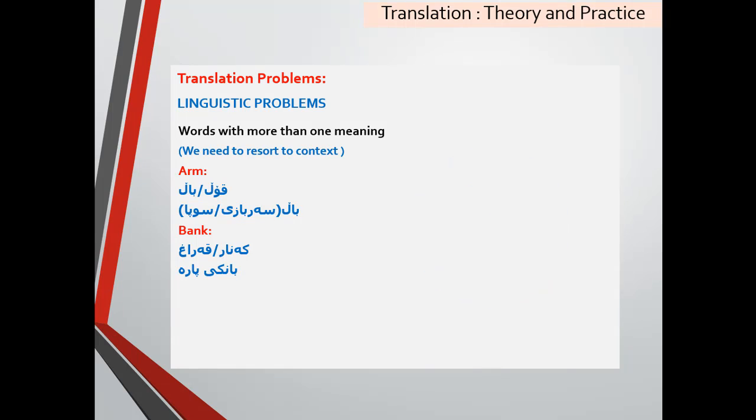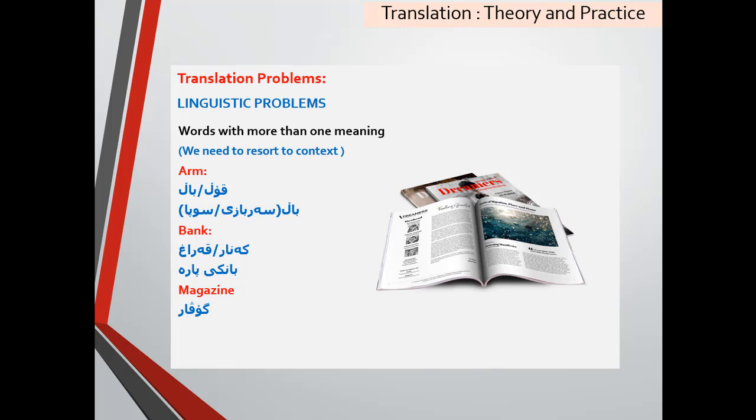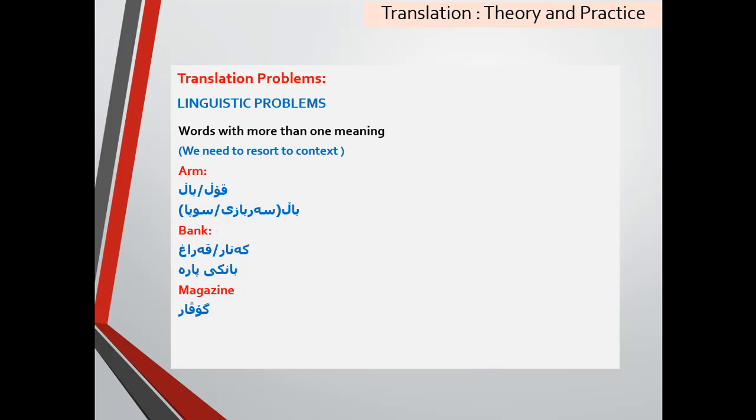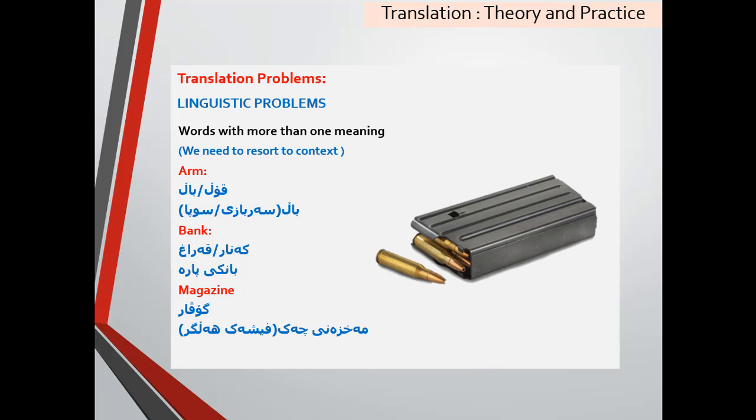Banki para. And another word that has more than one meaning is magazine. Magazine is a usually paper-covered periodical. Usually it is weekly or monthly or sometimes even quarterly. Govar we call it. Or it has another meaning, a chamber where it holds the cartridges of a rifle or pistol before they are fed into the breech.